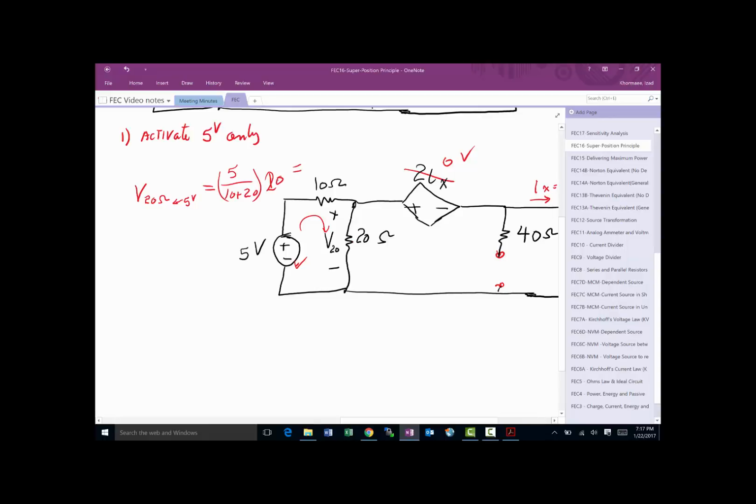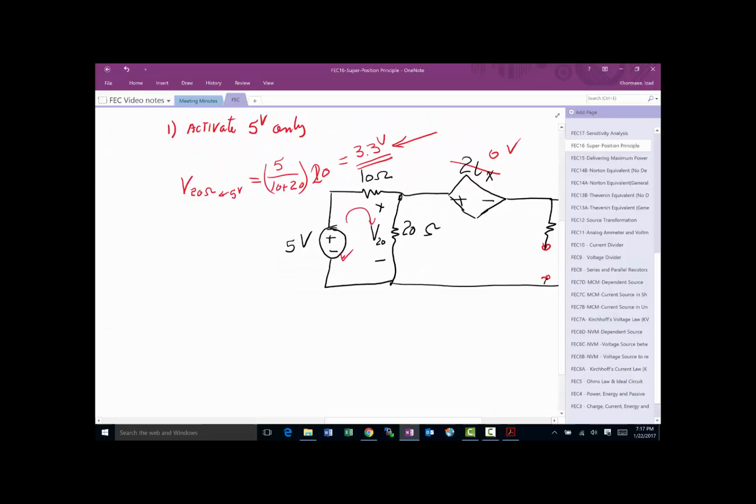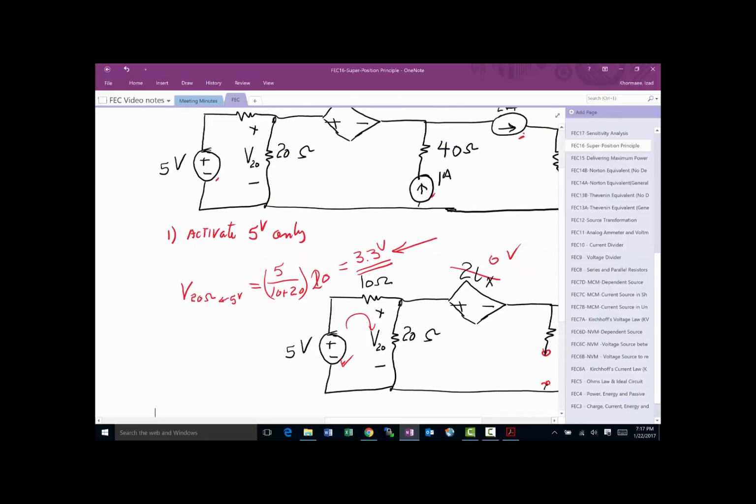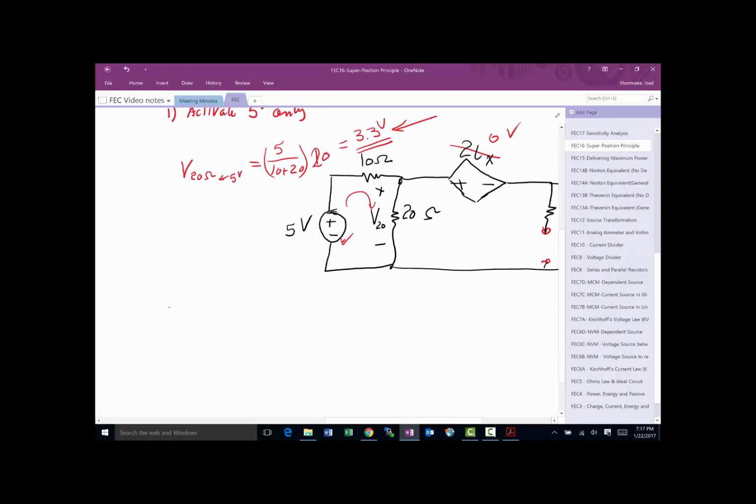So it's going to be 100 over 30, which is about 3.3 volts. So now we have the response with respect to the 5 volts. Okay, so that's done. Next thing we want to do is calculate. So this is all taken care of. Now we got to go take care of this. So the next one is we're going to deactivate everything except for the 1 amp only.